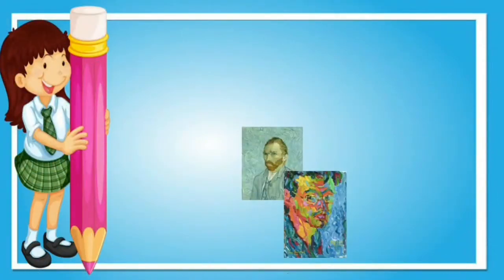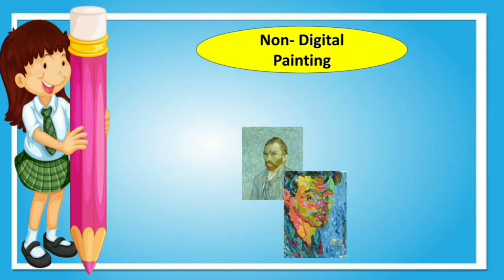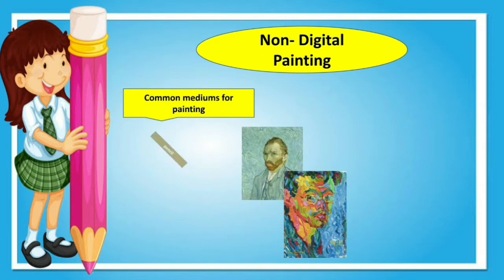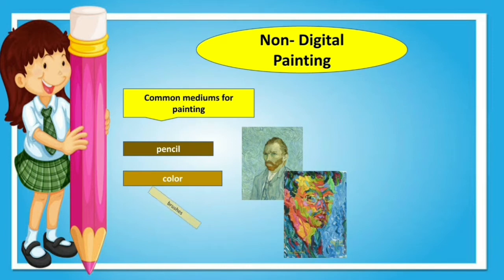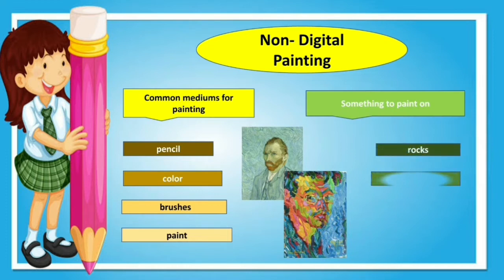Next, we have non-digital painting. Non-digital painting is a process of creating artwork on a flat surface with line or tone with the following common mediums for painting, like pencil, color, brushes, paint, or something to paint on, like rock, paper, and canvas.